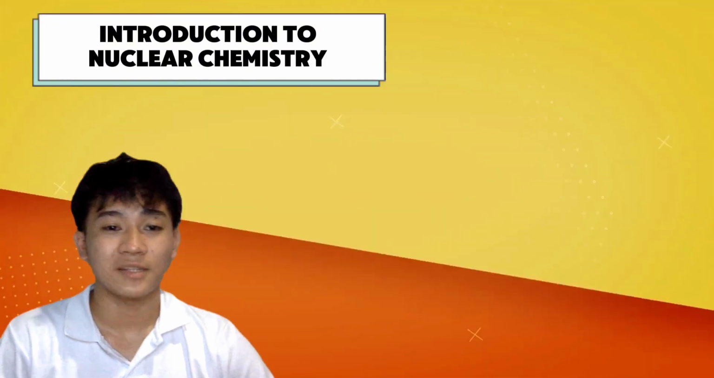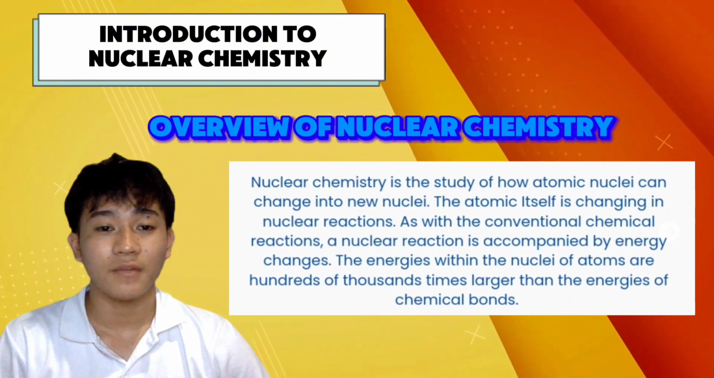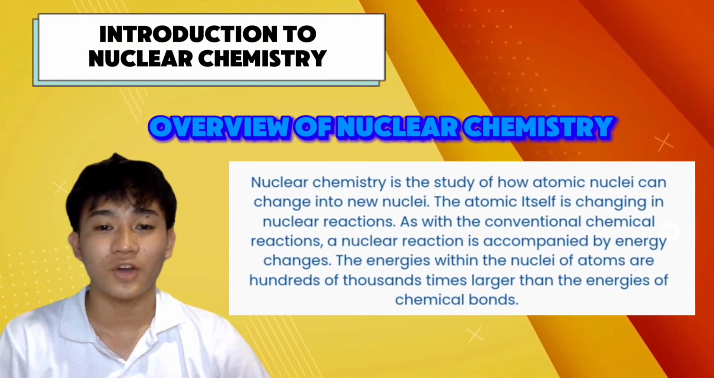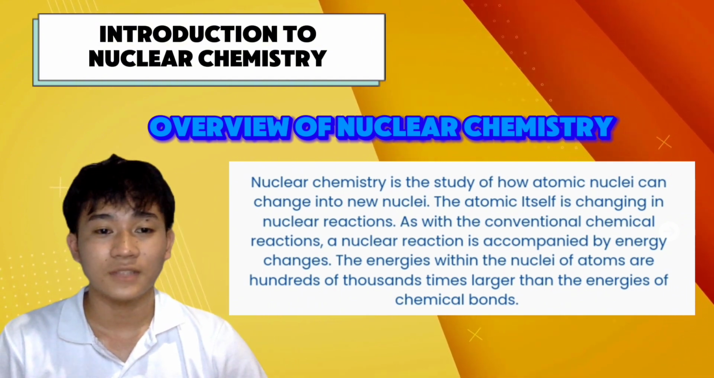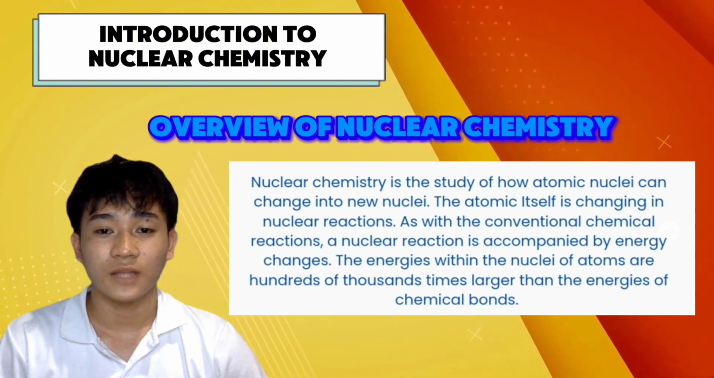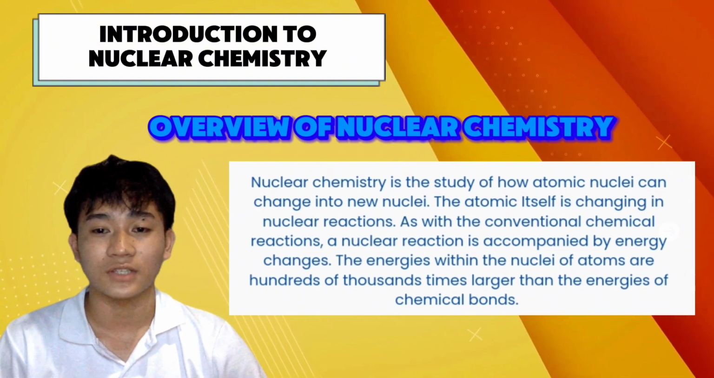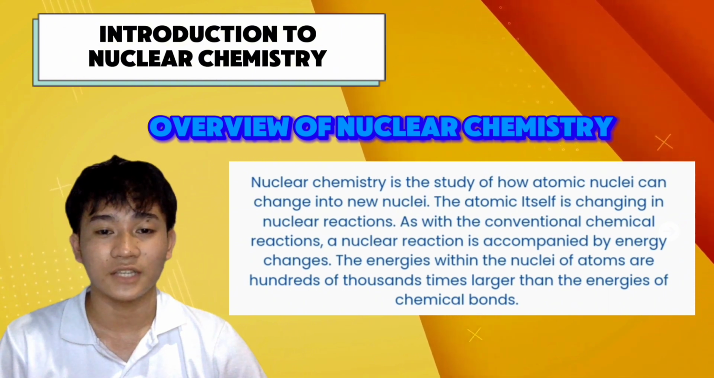Introduction to nuclear chemistry. Overview of nuclear chemistry. Nuclear chemistry is the study of how atomic nuclei can change into new nuclei. The atom itself is changing in nuclear reactions. As with conventional chemical reactions, a nuclear reaction is accompanied by energy changes.